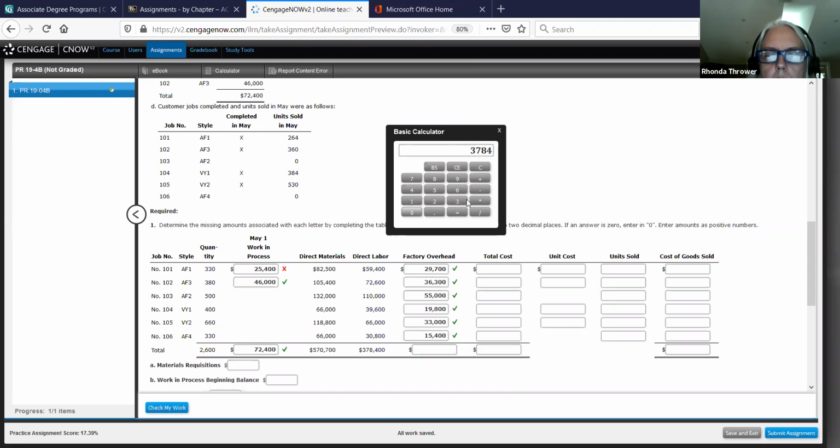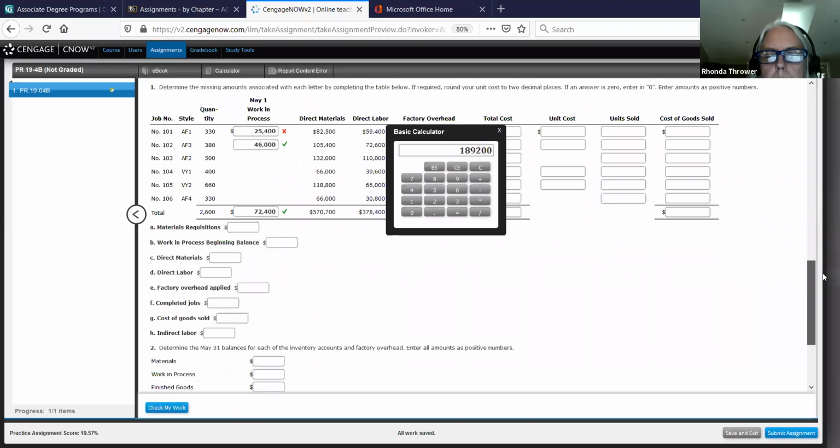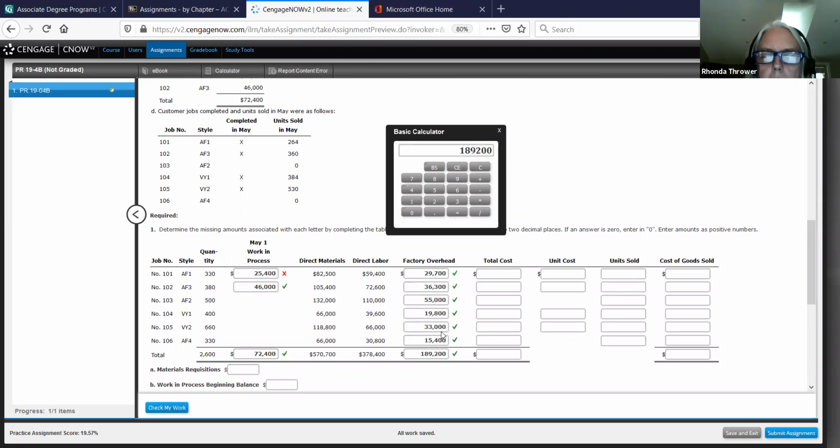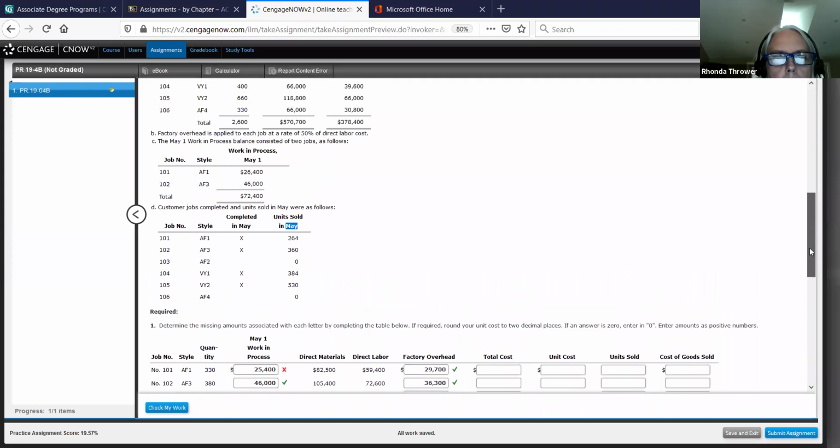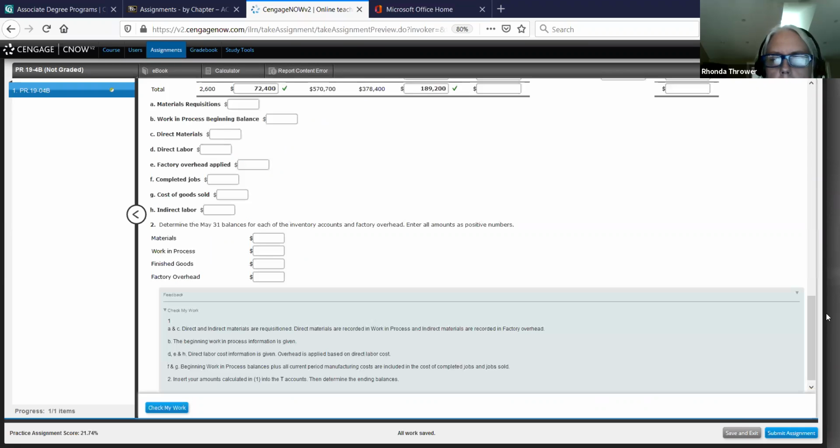So you have a choice there. 378,400 times 50% gives you 189,200. You could have also just added these together. Now, for each job, it's really important that you determine the total cost. And I can see it doesn't like something that I've got in there for the May 1st beginning work in process. If you look up here where it was given to you, there's a reason for that. It should be 26,400. So let me change that. Good thing we got to check my work here so it would have alerted me to that.